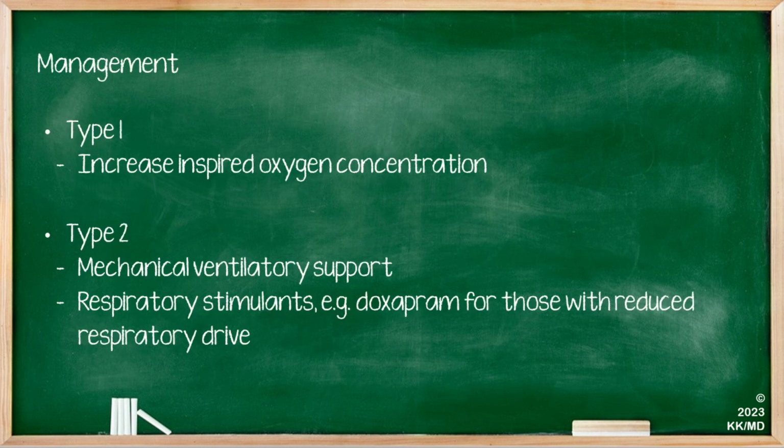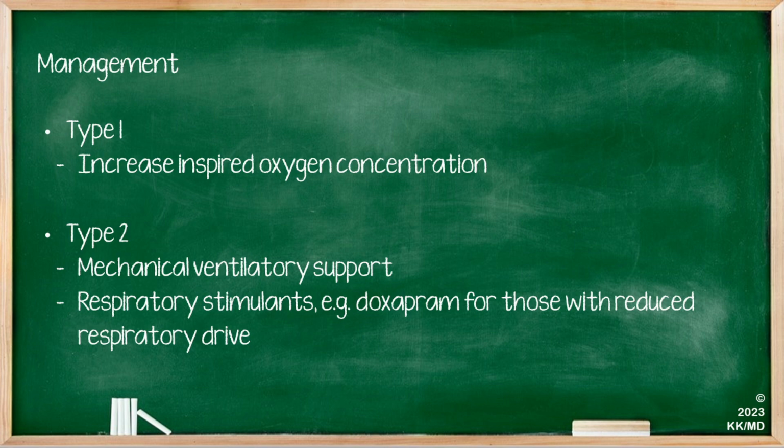As for its management, type 1 respiratory failure is treated with increased inspired oxygen concentration, whether that's through the cylinder or the wall on the ward, and if that is still not good enough for the patient, ultimately they may need to be considered for intubation in the intensive care unit. Type 2, however, is frequently treated with mechanical ventilatory support, and sometimes, though quite rarely these days, with a respiratory stimulant such as doxapram, particularly in cases where there is reduced respiratory drive.